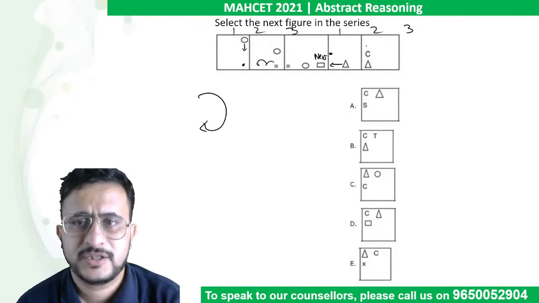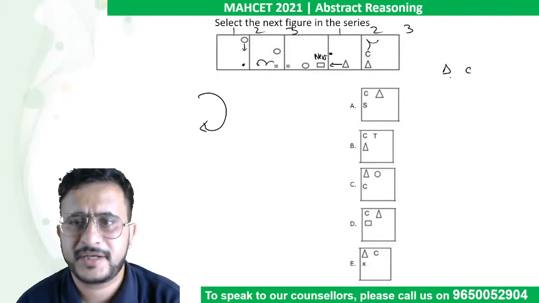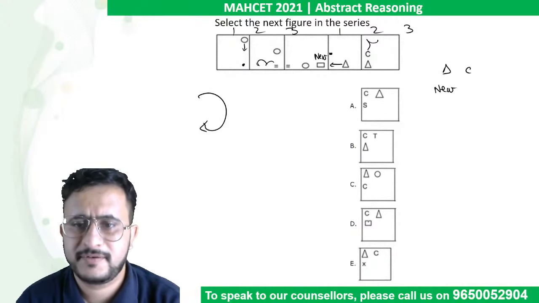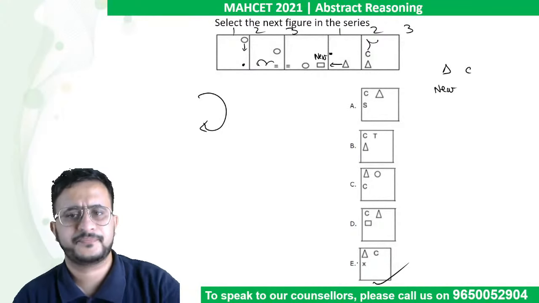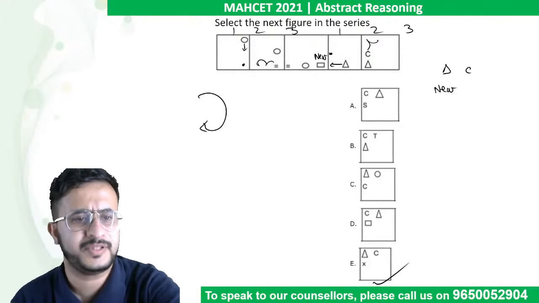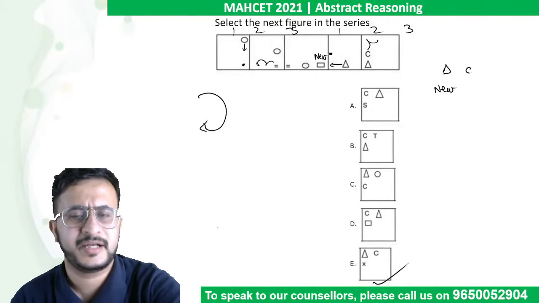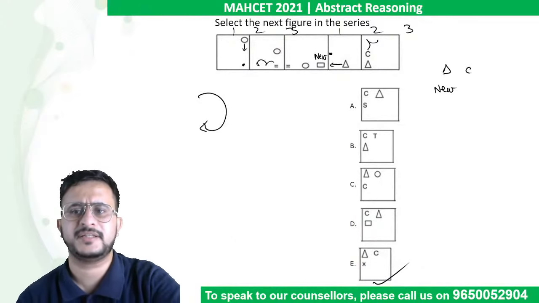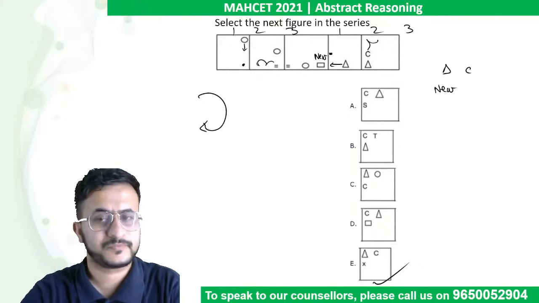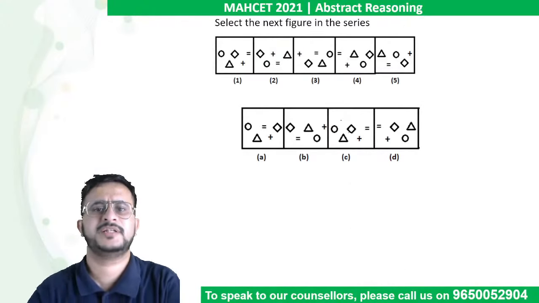Now this is C, so it should go by 2 steps. 1 step, second step. So C should come here, then there will be a triangle and there will be something new here. So this is available in option E. That is why this is the answer. Okay, so there were 3 elements and first, second, third, first, second, third. So this is our answer. Okay. All right, let's move to the next question.